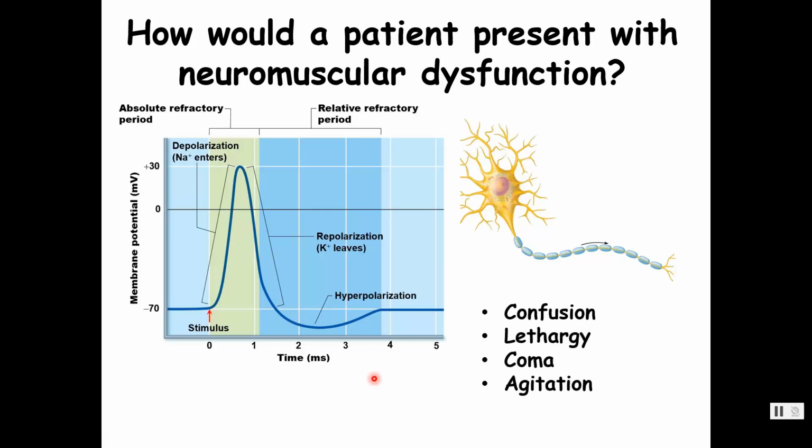Well, hopefully you thought about it, at least for a brief moment. I didn't give you a whole lot of time. But yes, you're going to see things like your patient may be confused. They may feel lethargic, meaning they just feel really tired or mentally sluggish. They could go all the way into a coma. You could have it going the other end where their neurons are firing inappropriately, and so you could also get agitation with your patient.